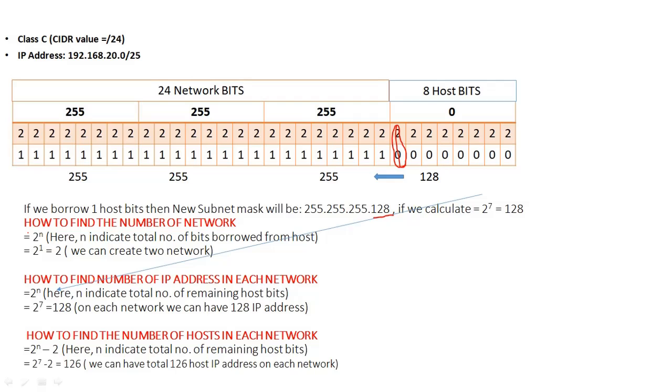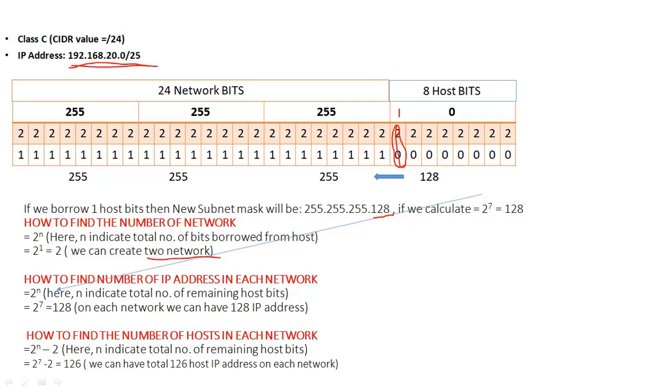The formula to find the number of networks is 2 to the power n, where n indicates the total number of bits borrowed from the host. And we know we borrow only 1 host bit to the network. So the formula will be 2 to the power 1 equal to 2. So by calculation you'll get 2. So we can create only 2 networks with this IP address with CIDR value 25.